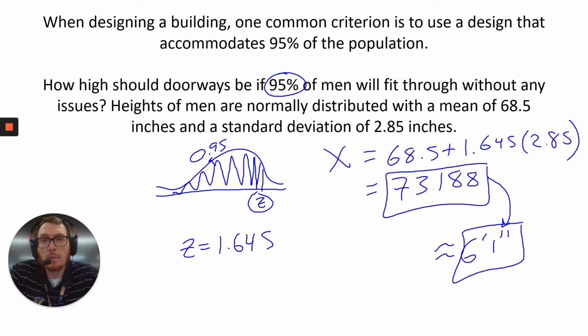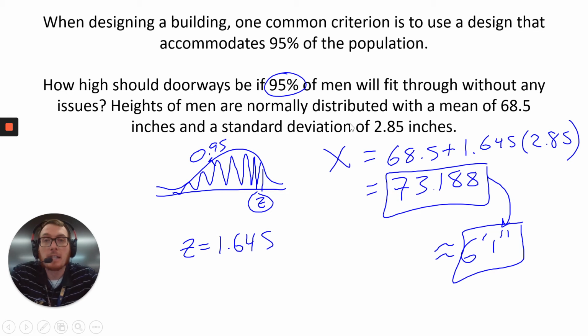So here would be one suggestion or question that deals with that. This says that a common criteria for designing buildings is to make sure 95% of the population it fits for. This would be similar to the sedan type of idea. So how tall should the doorways be if 95% of men, which would then correlate to a larger amount of the population, because women on average are shorter, 95% fit through the door?